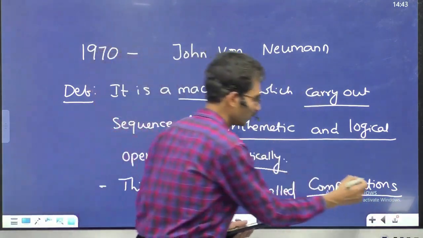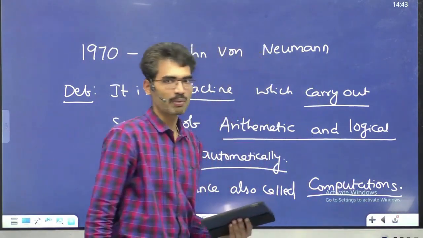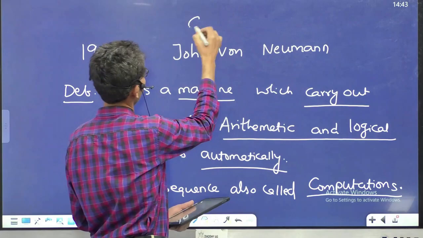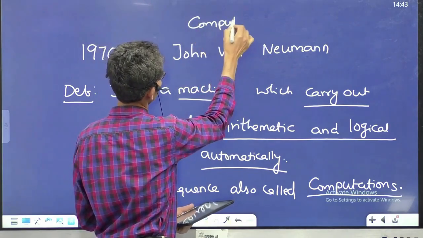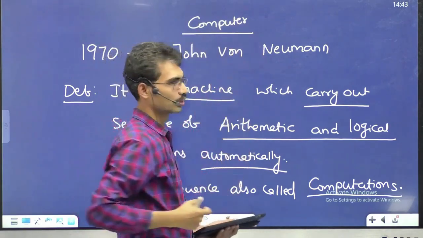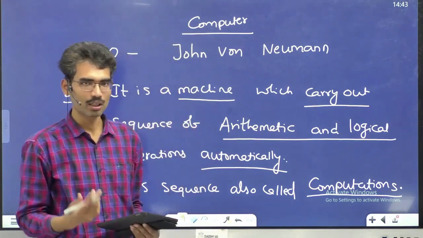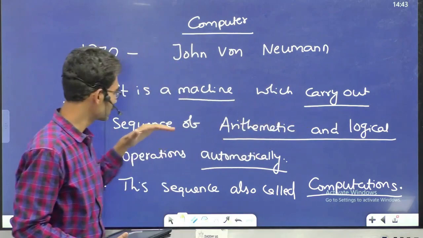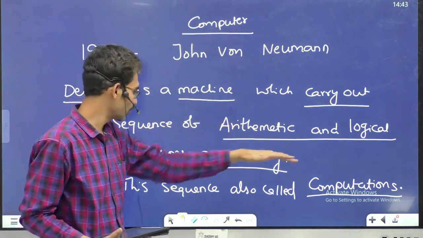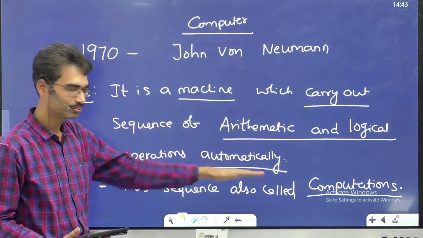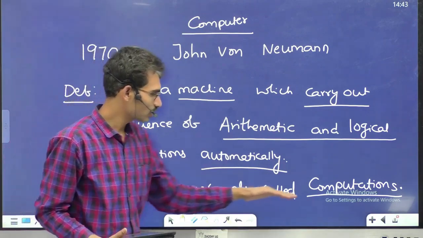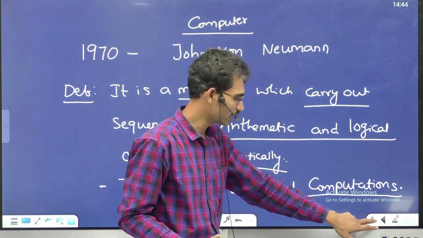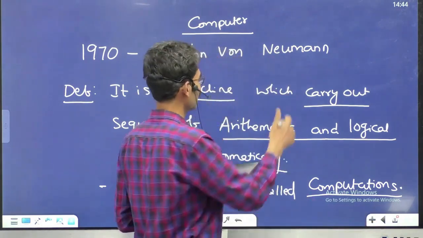This is the word, just remember it. From this word, we got computer. The name computer: it is a machine that carries out sequences of arithmetic and logical operations automatically. The sequence is also called computations. Now, how did this word computation come? It is a Latin word.